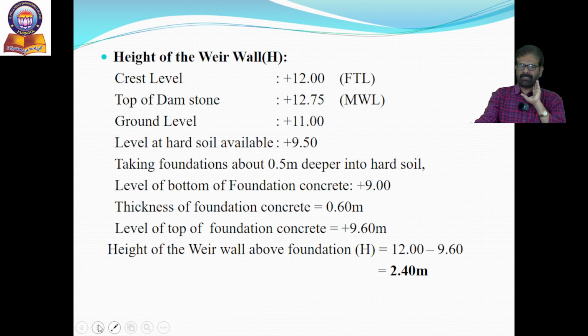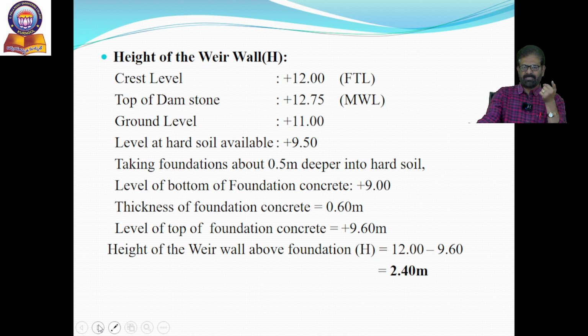Like that we can calculate. Now coming to the other dimension, that is height. How to determine the height of the weir wall? This is another important dimension, obviously. The height of the wall means right from the bottom to the top, that is above foundation to the top, that is crest level. It is very simple. It is given in the present problem as a crest level of plus 12 meters, which is incidentally the full tank level. Crest level of the weir wall is nothing but the full tank level of the tank.